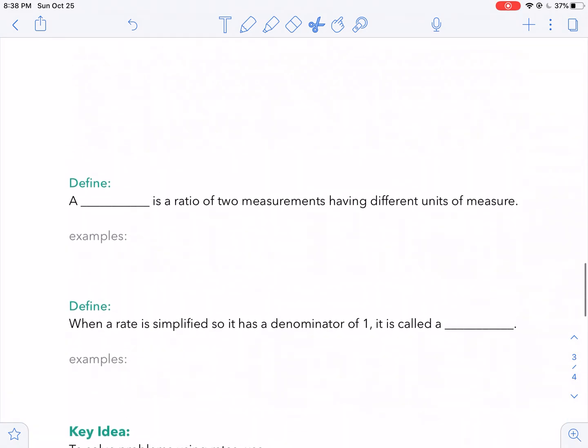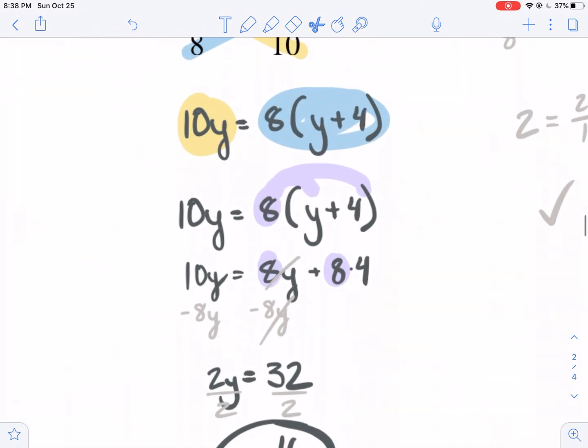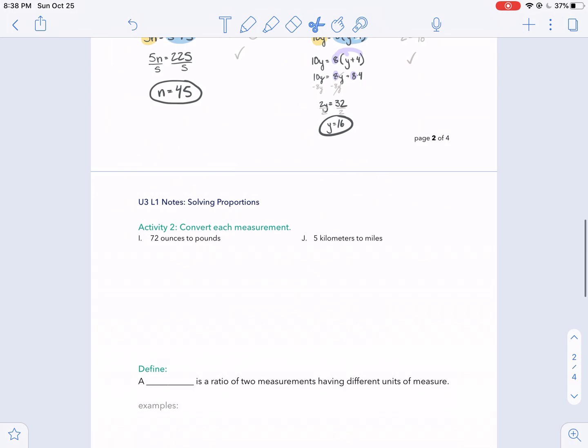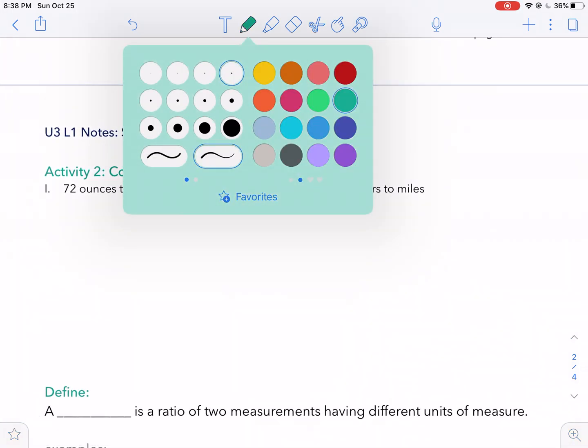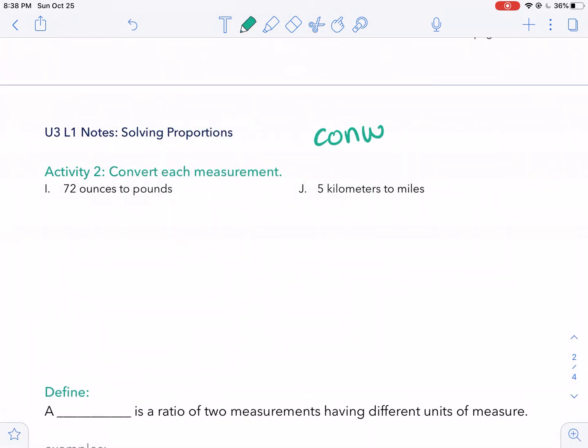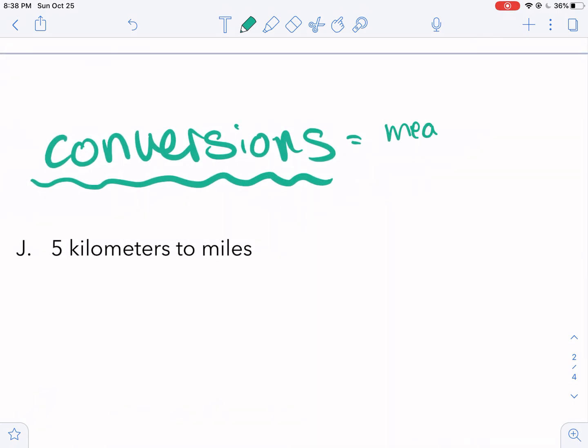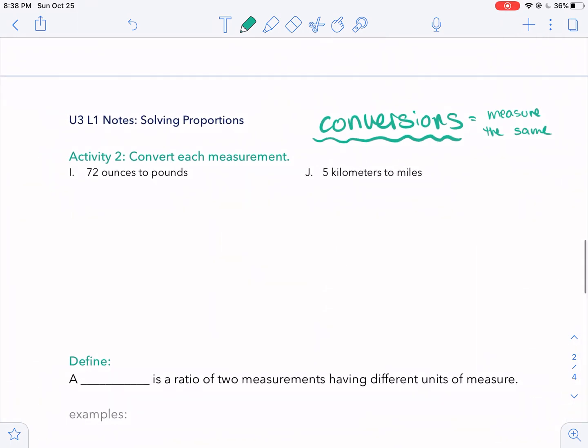Sweet. Okay, that's great, Miss Van Dyke, but when do we use this in real life? Well, I'll tell you. We use them in conversions. Yay! We use conversions when we need to measure something. We need to measure like the same thing. Okay. So here we have ounces and we have pounds. Those are different units, but they're both measuring weight.